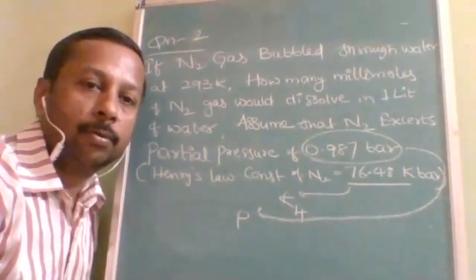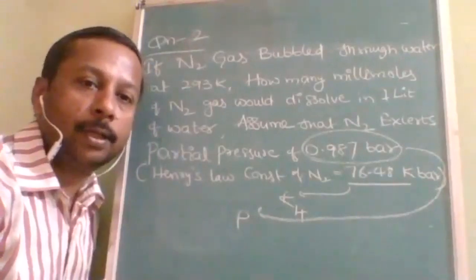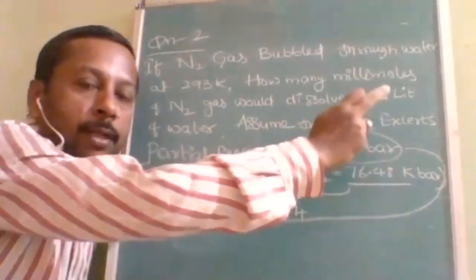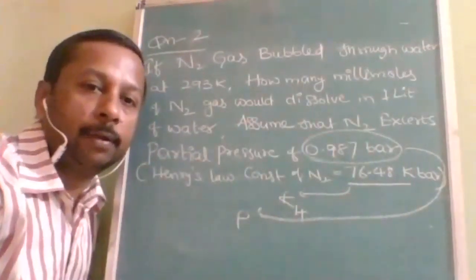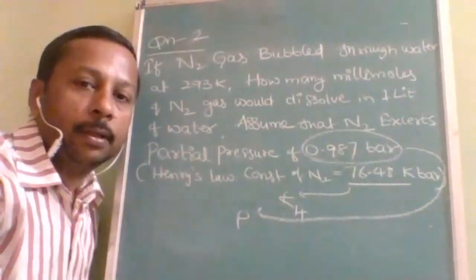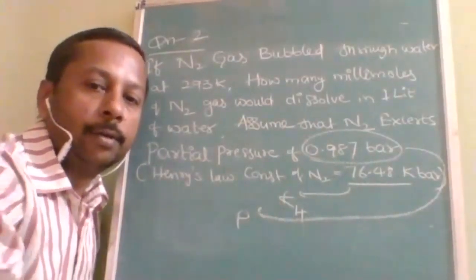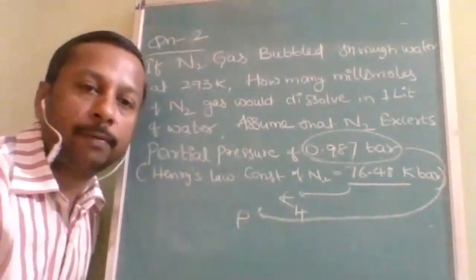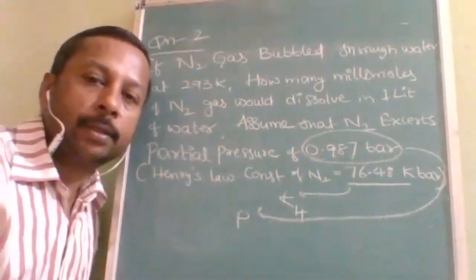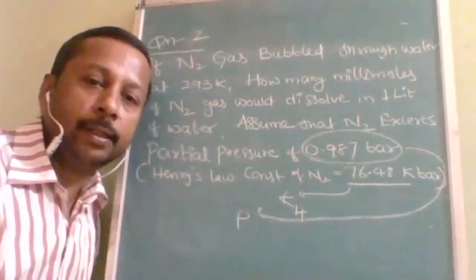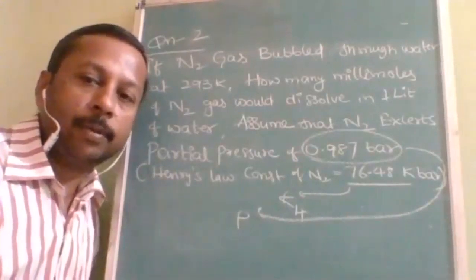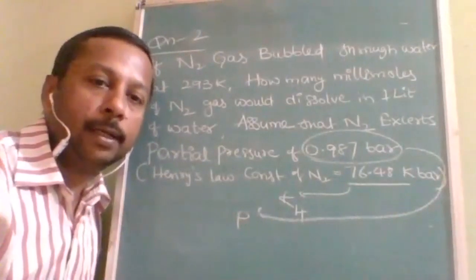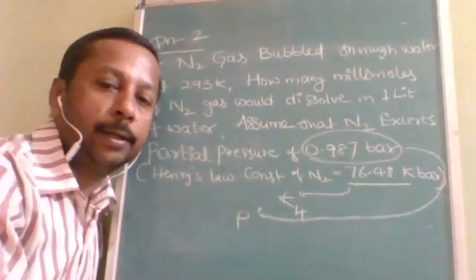Mole fraction is equal to moles of the given substance upon total number of moles. For the total number of moles, 1 liter of water means 1000 by 18, that is 55.55 moles of water. So let us start with the solution. Are you ready with me? Three things are given: moles of water 55.55, partial pressure of nitrogen 0.987, and Henry's constant 76.48. By using these, we are going to find out the millimoles of N2. Are you ready?